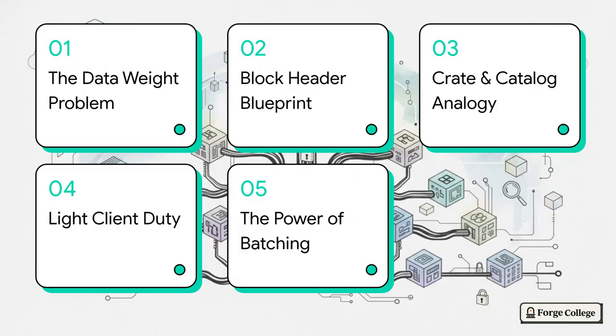Okay, here's our schematic overview for today. We'll cover the data weight problem, the block header blueprint, our crate and catalog analogy, light client verification, and finally, the power of batching. Let's dive right in.